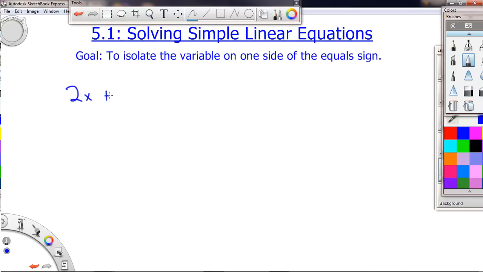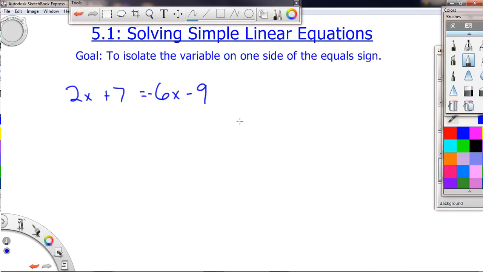2x plus 7 equals 6x minus 9. You know what? Let's actually make this negative 6x. That's good. Alright, so what we're going to do here is you might be thinking, well, what side do I get my x's to?